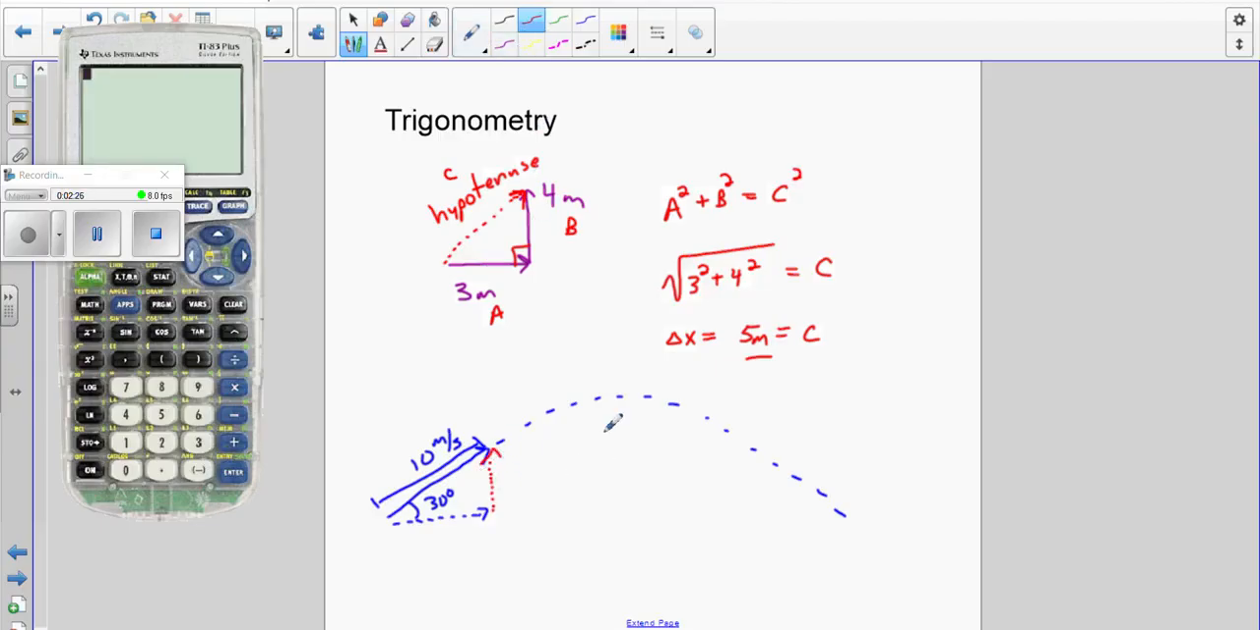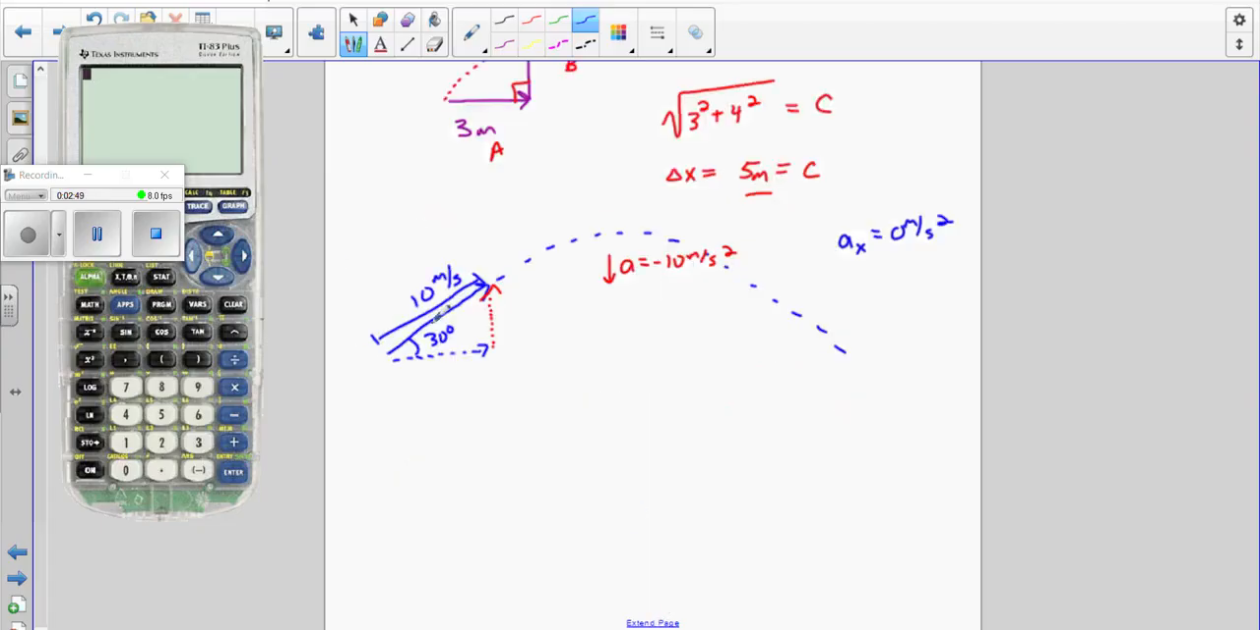And the reason why I do that is because in the vertical direction, I know that the acceleration is -10, right? It's because of gravity. When I release an object or a projectile, the only thing acting on it is gravity. So it has a vertical acceleration of -10, and it has a horizontal acceleration, so I'll call that AX, of 0. Because there's nothing affecting it in the horizontal direction.